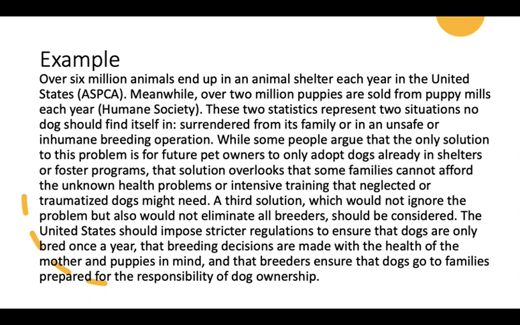So here you'll see that I did a few things. In the first few sentences, I explained the problem. I said, here are the statistics, here is the problem that they speak to, and then I transitioned into some different points of view that exist on the topic. Then, as you'll notice in the last few sentences, I say I have a third solution. I think that the United States needs to impose stricter regulations and that these solutions are going to help solve the problem.